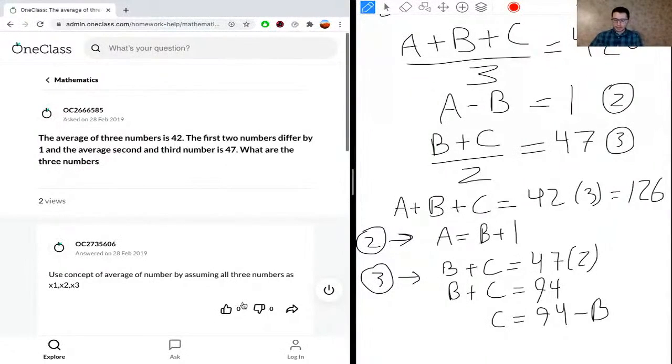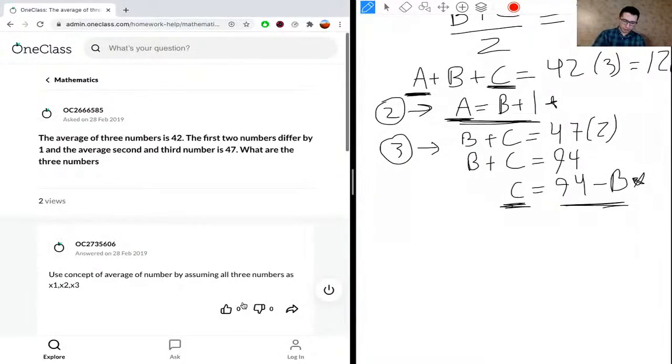So you can see I isolated here for A and I isolated here for C. And I left B over here because I'm going to use these two equations to substitute. We'll substitute A here into here, and we'll substitute C into C over here.